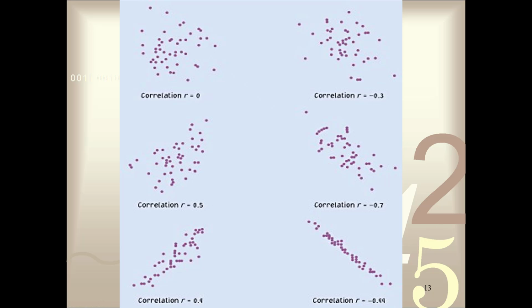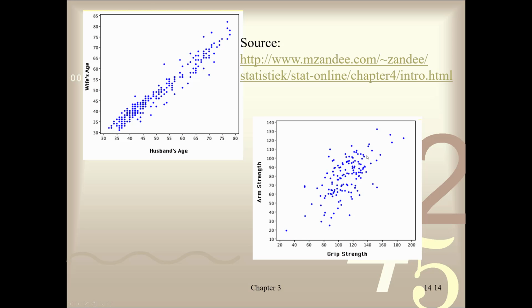So let's look at some specific examples. Wife's age, husband's age, we saw these when we were talking about scatter plot back in the earlier chapter. You can see positive, strong correlation. The dots are very close together, they're upward sloping, and we would expect that. Husband's age is going to be correlated with wife's age because people tend to get married around the same age. Whereas for golfers, the grip strength, arm strength, still an upward sloping positive correlation, but not quite as strong as the ages would be.